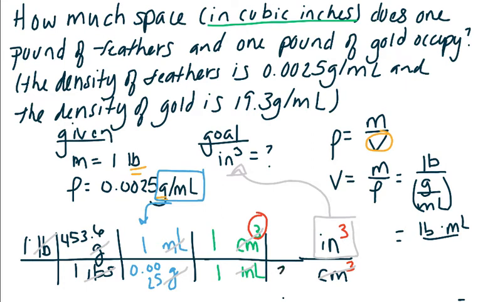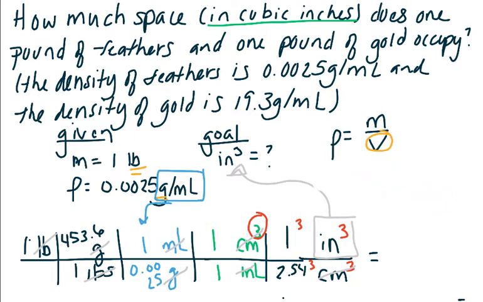we know that there are 2.54 centimeters in 1 inch, but because our unit is cubed, we also want to cube these values. 1 cubed is just 1, but it's good to write it in there just to remind yourself. Then, all you'll need to do is multiply this out. So 1 times 453.6 divided by 0.0025 divided by 2.54 cubed. Don't forget to actually cube that number. It should be around 16.